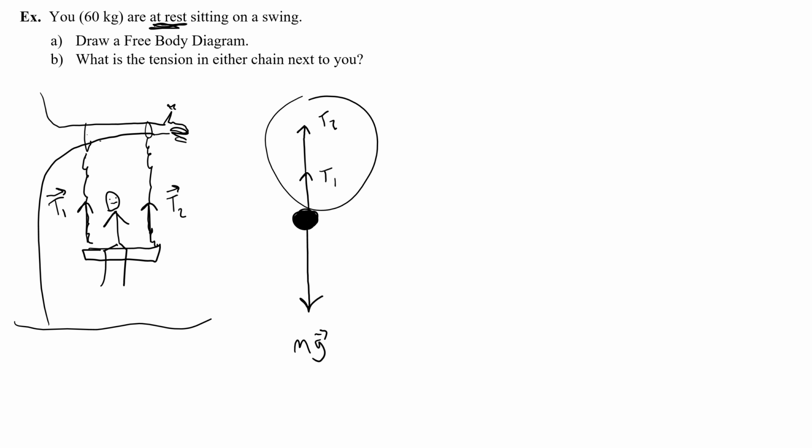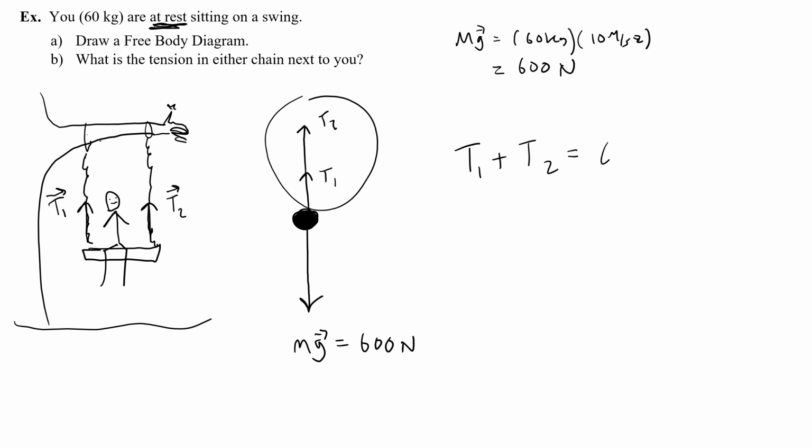Now I can calculate the weight force. I'll do it up here. 60 kilograms, the mass, times 10 meters per second squared, the acceleration due to gravity, so that's 600 newtons. And that tells me that these two forces, T1 and T2, are equal to 600 newtons. T1 plus T2 equals 600 newtons.